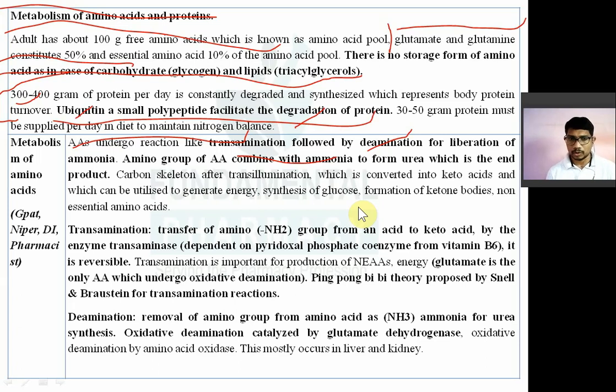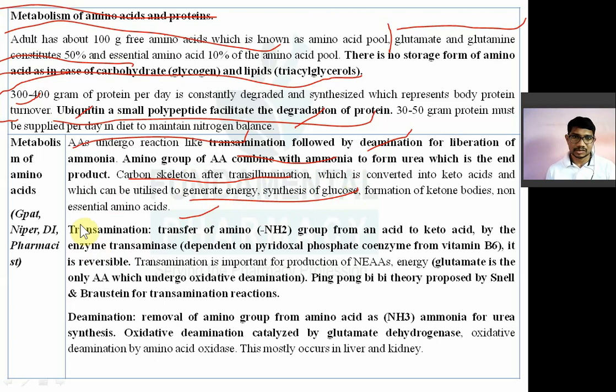Whatever carbon skeleton remains after transamination and deamination is converted to keto acid, and that enters into another cycle. It can be utilized as a source of energy, for synthesis of glucose, for formation of ketone bodies, and for non-essential amino acids.